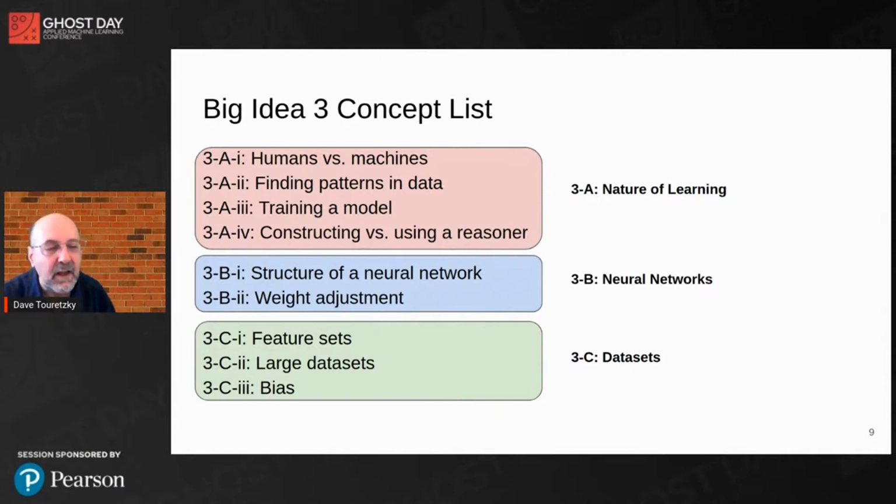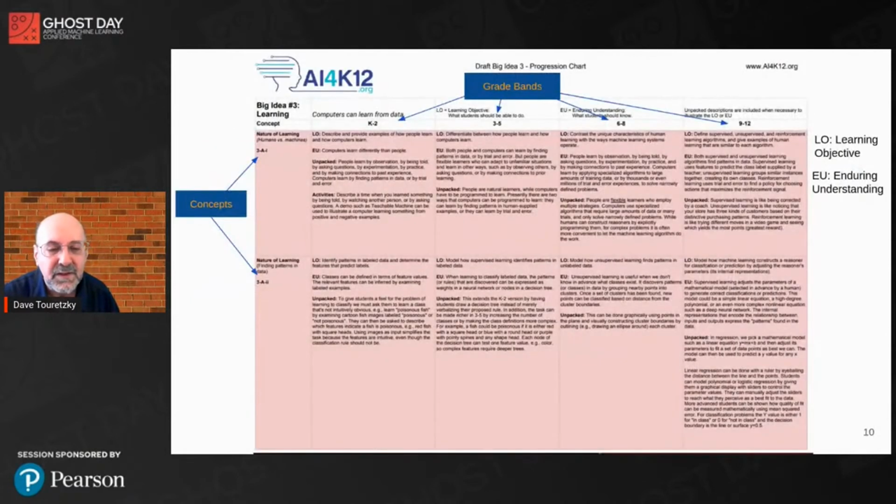And then finally, major concept C is data sets, and that includes the notion of feature sets, the problems associated with large data sets, and the issues of bias in the training data, and how that can affect the decision-making behavior of the trained model. So these are our major concepts, and from this, we produce a grade band progression chart.